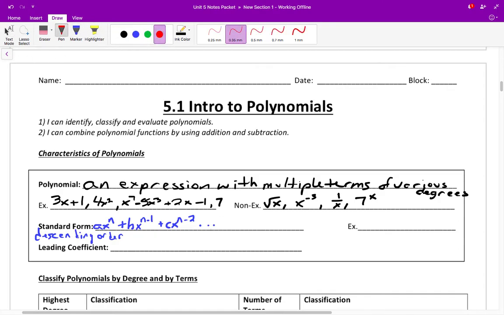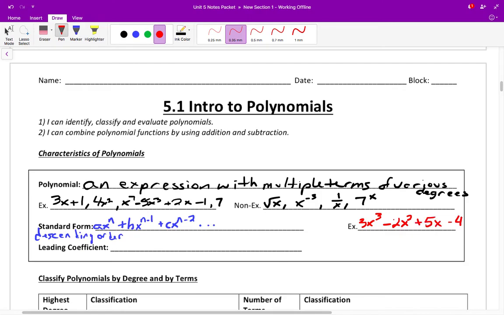An example of a polynomial in standard form. You could have something like 3x cubed minus 2x squared plus 5x minus 4.